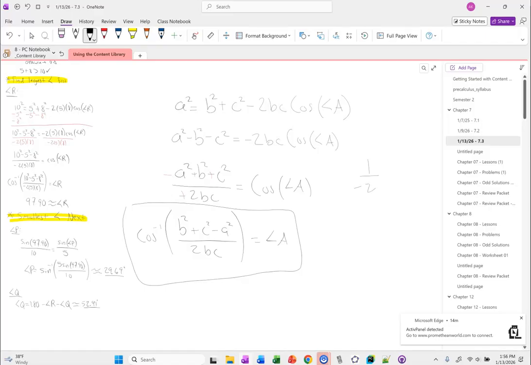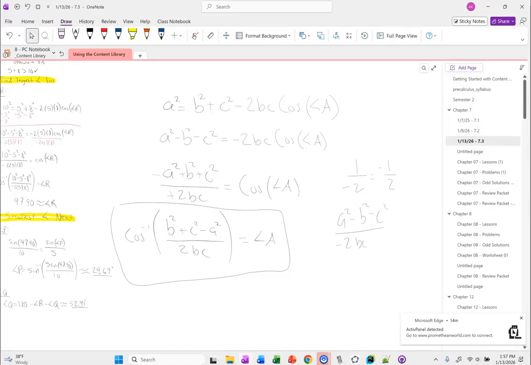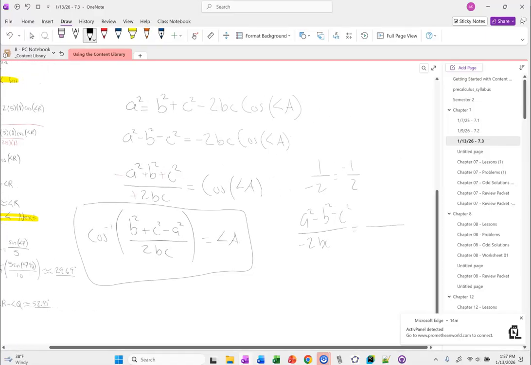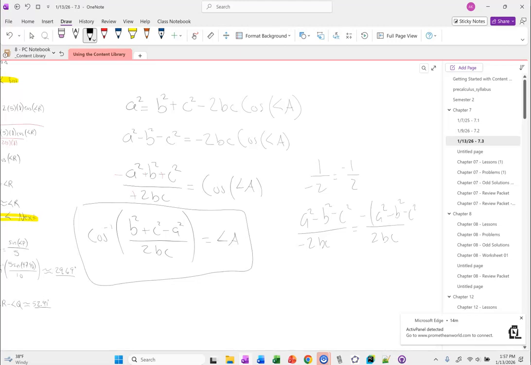So I know that 1 over negative 2 is the same thing as negative 1 over 2, right? So if I have a squared minus b squared minus c squared over negative 2bc, that's the same thing as negative a squared minus b squared minus c squared over positive 2bc. I'm talking about on the top. Yep, and then I distribute the negative through, and I got this. Does that make sense? Yeah. So just algebra is all I did there.